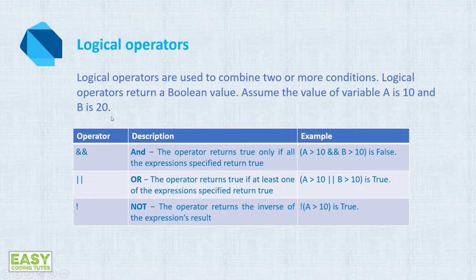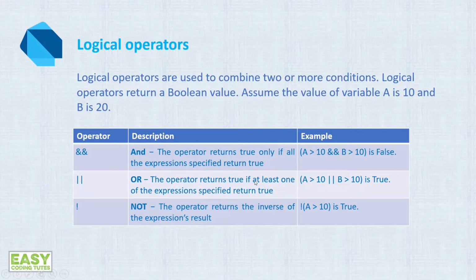Here a is 10, b is 20. So a greater than 10 is false, and b greater than 10 is true. So this one is false and this one is true. So its value will be false, because in an AND condition, if any expression's value is false, the result will be false. The second one is the OR operator.